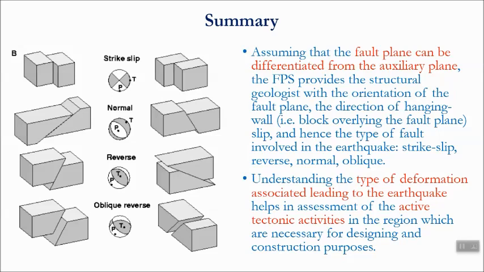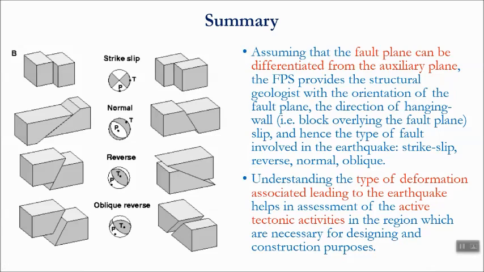So basically what we get from the FPS solution is the mechanism by which the earthquake was generated. So which was the fault that led to the formation of the earthquake? So what is that going to help us? Understanding the type of deformation that led to the formation of the earthquake helps in the assessment of the active tectonic activities in the region, and this can also help us to make decisions for designing or construction purposes.